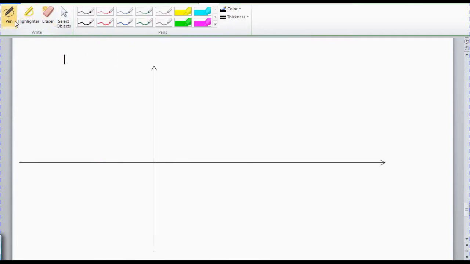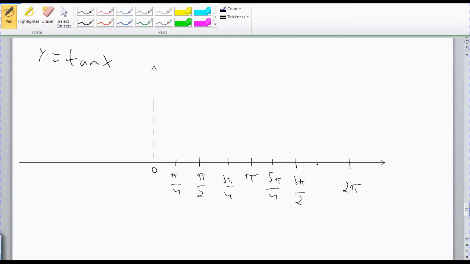So let's go ahead and draw y equals tangent x. Now normally I would just use 0, pi halves, pi, 3 pi halves, and 2 pi. But I'm going to have to use more values than that. So specifically I might use 1 pi fourths, 3 pi fourths, 5 pi fourths, easy for me to say, and 7 pi fourths.